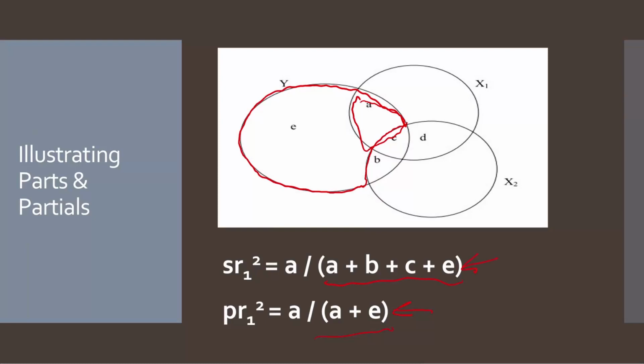Also note in the denominators that if you compare the denominator of a partial with the denominator of a semi-partial, the semi-partial denominator will always be at least as big. The only reason it would be equal to the denominator in the partial is if there was no b or c. So it will always be at least as big as the denominator of the partial. And when you have bigger denominators, what do you get? You get smaller numbers. So therefore, a semi-partial will always be, because it's going to have a bigger denominator, less than or at most equal to a partial.